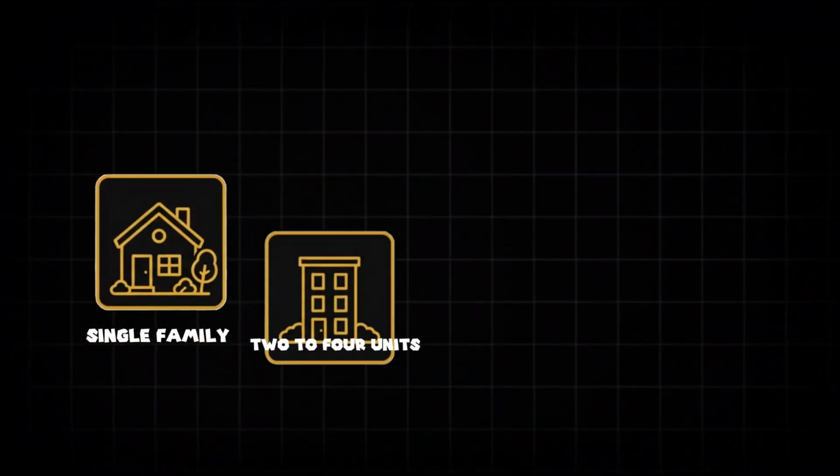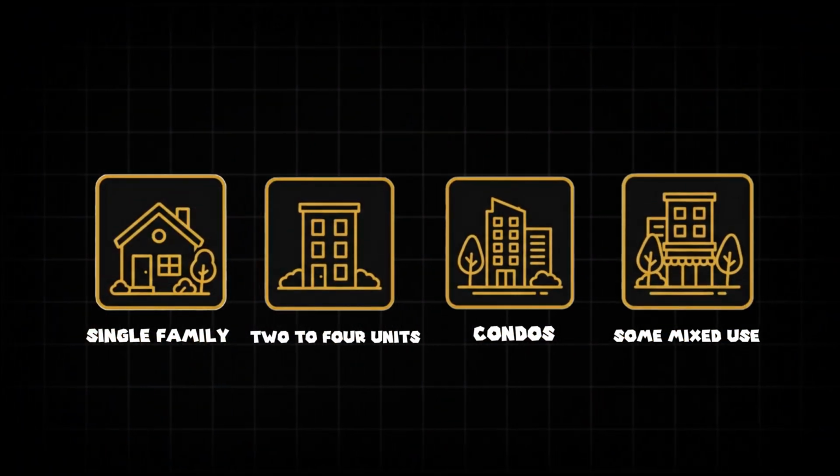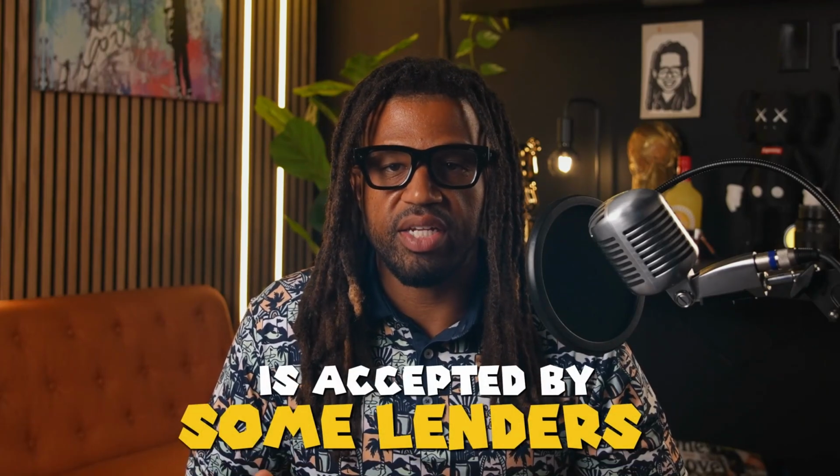And then the property itself: single family, 2 to 4 units, condo, some mixed use. Short-term rental income is accepted by some lenders and not by others. So ask about that early on.